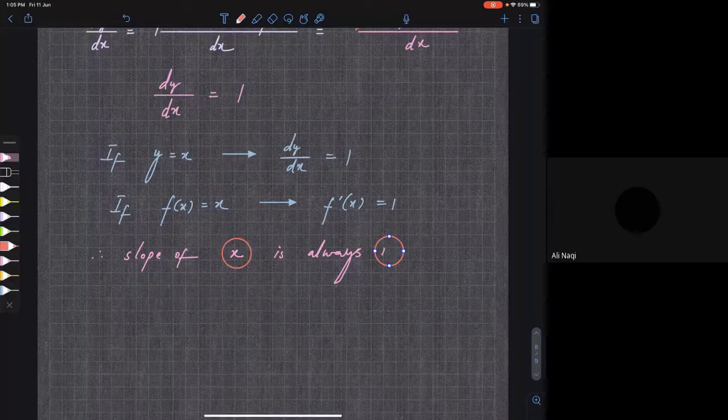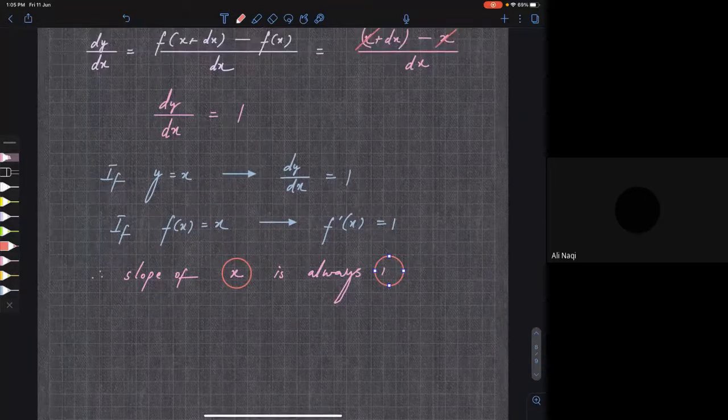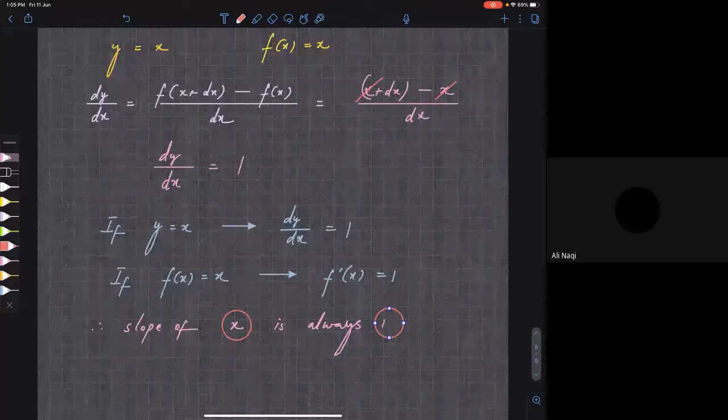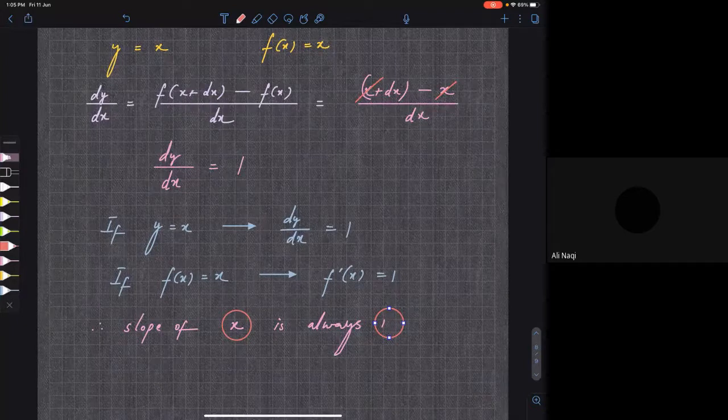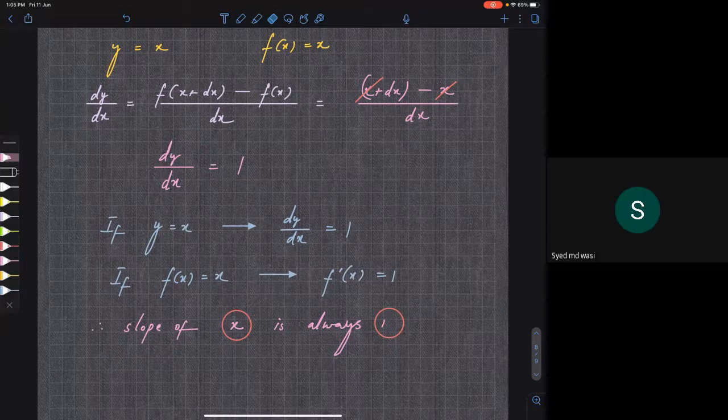Now tell me, any doubt? Sir, how can we say that whenever we add something to a small number, the outcome is negligible? Whenever you add or subtract a small number to something else, then you can ignore that. See, what is 1000 plus 0.001? It is 1000. That means you can ignore that addition or subtraction.